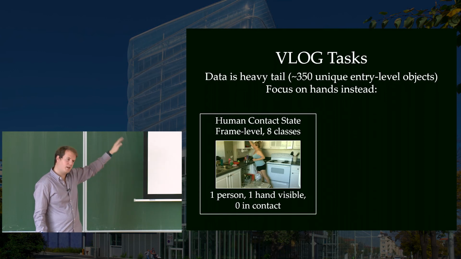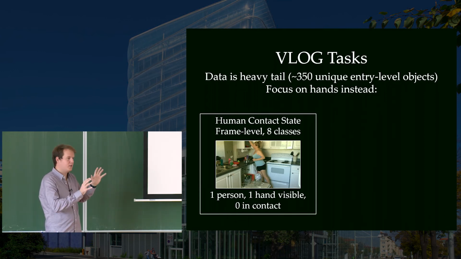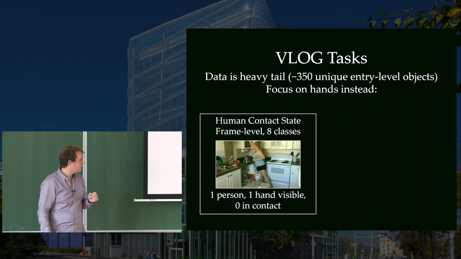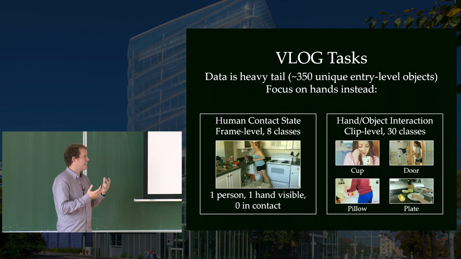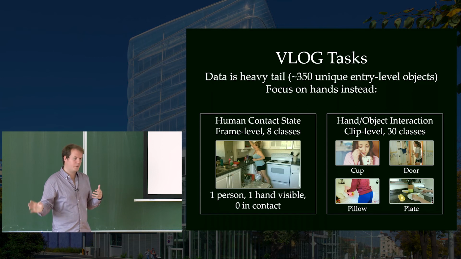So we have an image-based task, which is just how many hands are in contact with the scene. This is trying to figure out, is a human interacting with the scene? And then we also have video-level tasks, like basically, does a human interact with a cup or a door or a pillow or a bed in this video? You have to look through the entire video and figure out not only is there a bed in the scene, but does a human actually interact with it? And by that, we mean physically touch it.